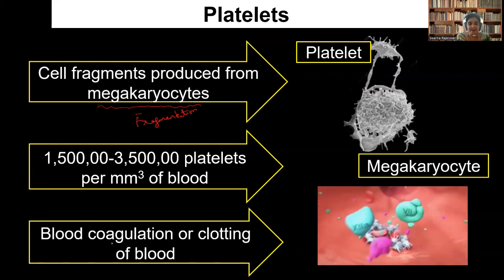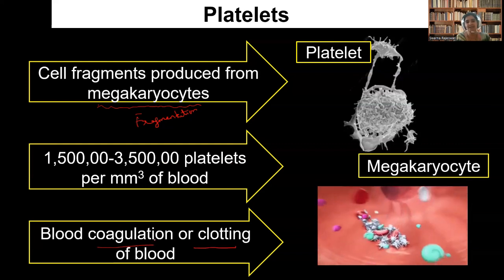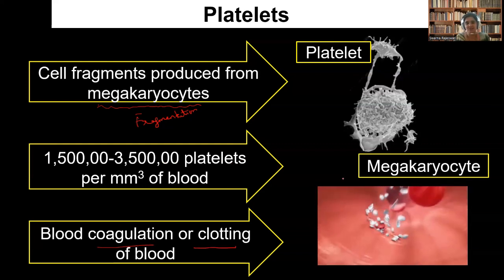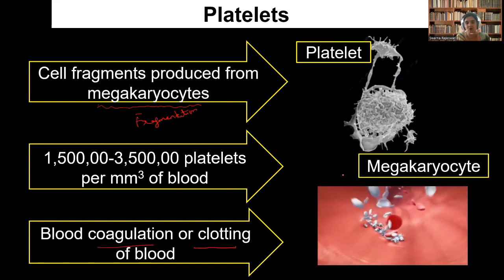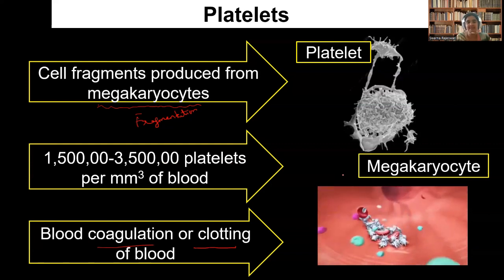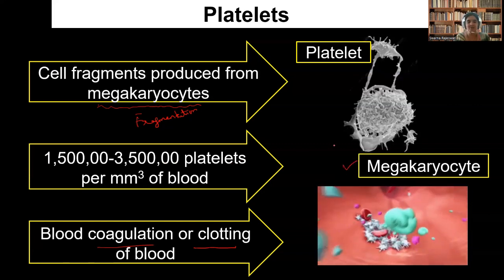And mainly the platelets are responsible for clotting of the blood or coagulation of the blood. Whenever there is an injury, the blood will come out, and this blood has to be coagulated or clotted. And the main cells responsible for the clotting of the blood are platelets, which are formed from the cells called megakaryocytes.